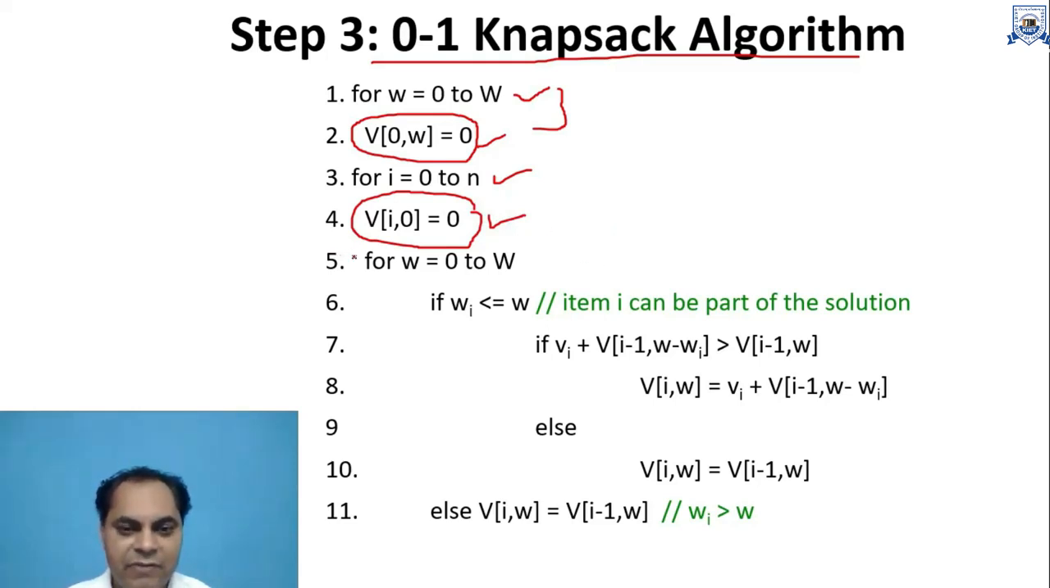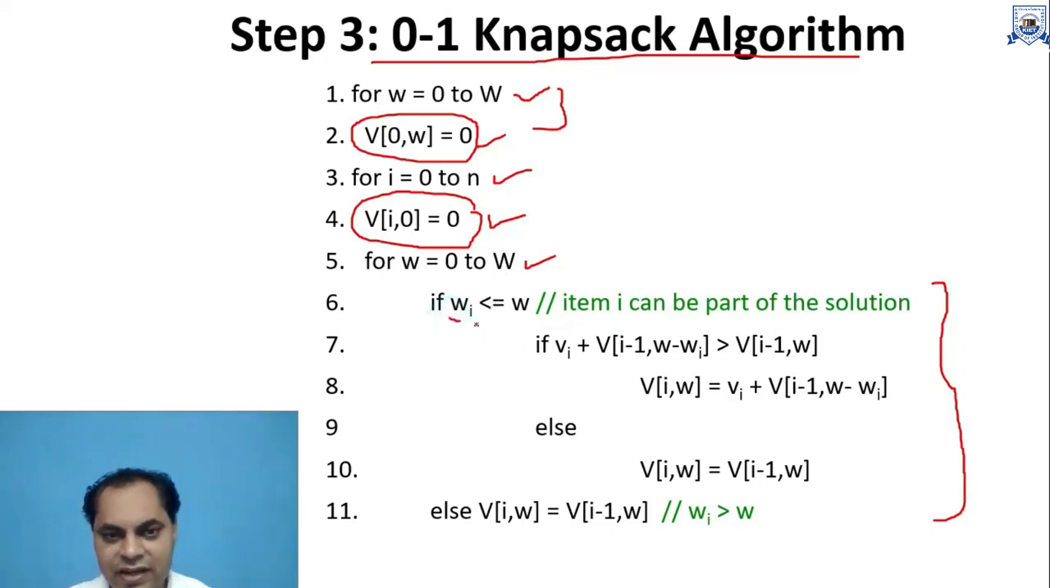Now from line number 5 to line number 11 solves this problem with the dynamic approach. It uses that recursive formula we have previously discussed. Now what does it say? We have to change the capacity of the knapsack from 0 to capital W, and for every integer value of W, we have to check two things.